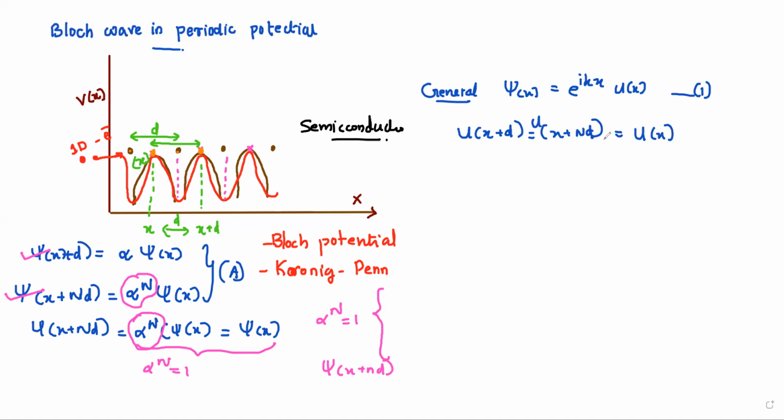And the valid wave vector k exists if and only if the value of k is equal to 2 pi n by d. Here n is equal to plus or minus 1, plus or minus 2, etc.